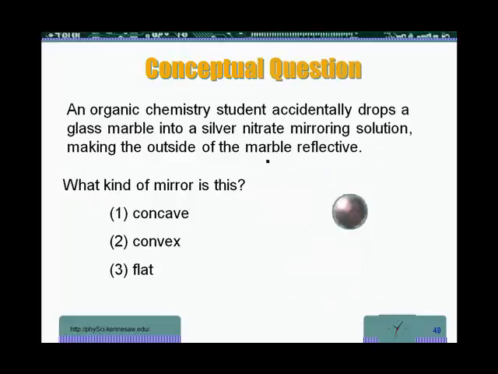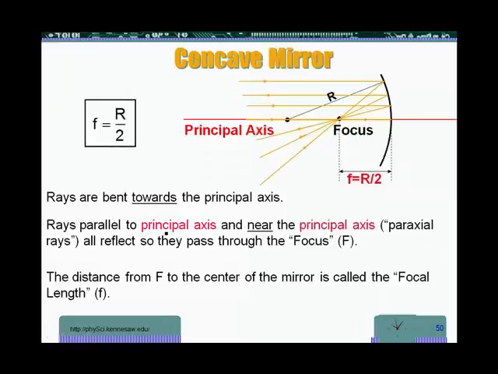An organic chemistry student accidentally drops a glass marble into a silver nitrate mirror solution, making the outside of the marble reflective, like this. What kind of mirror is this? So here the shiny surface is the outside. So it must be a convex mirror. Okay, now we start with the concave mirrors.